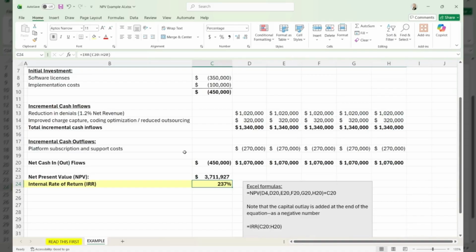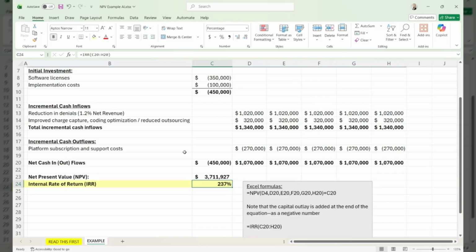So if I saw this, I'm going to challenge this because this is really high. So usually an internal rate of return that's higher than 100% tells me that there might be something wrong with my assumptions. Now, that may not be true, but I'm going to look at them more critically if I get a really high IRR like this.